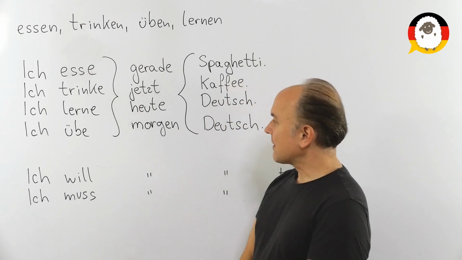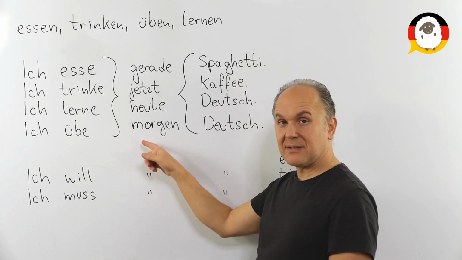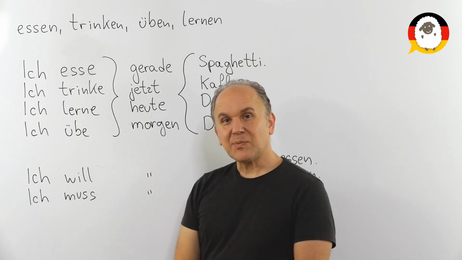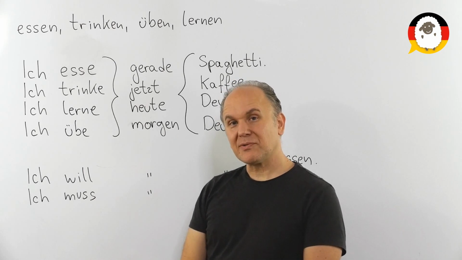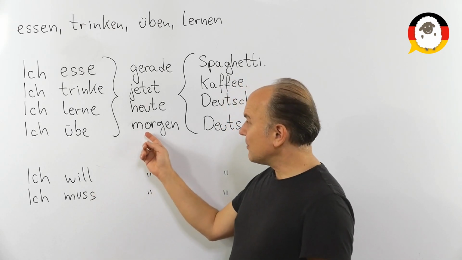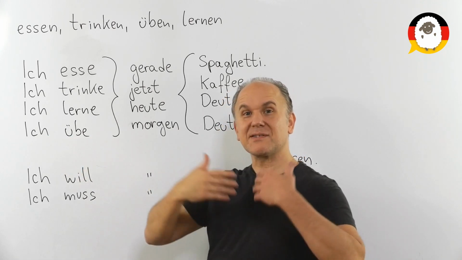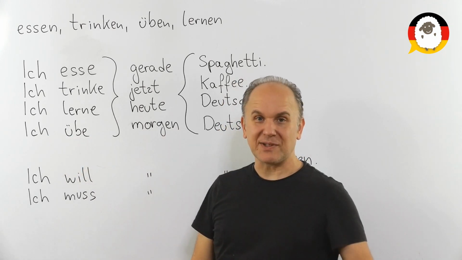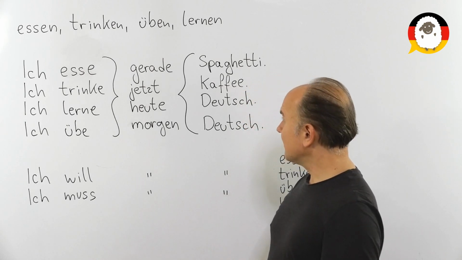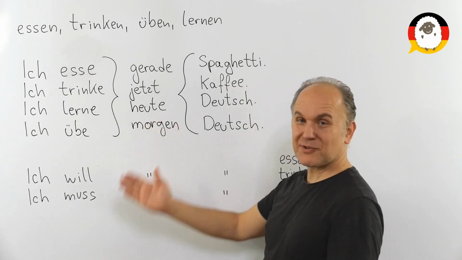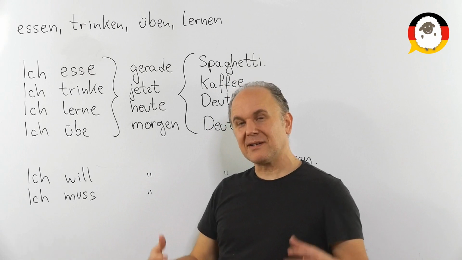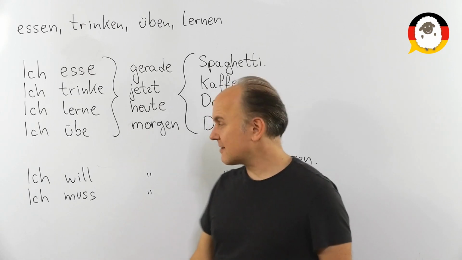Okay. Ich übe morgen Deutsch. I'll practice German tomorrow. So you can use this form also to express future things that will happen in the future. Yeah. I think that shouldn't be too difficult. This is how you can build simple German sentences.